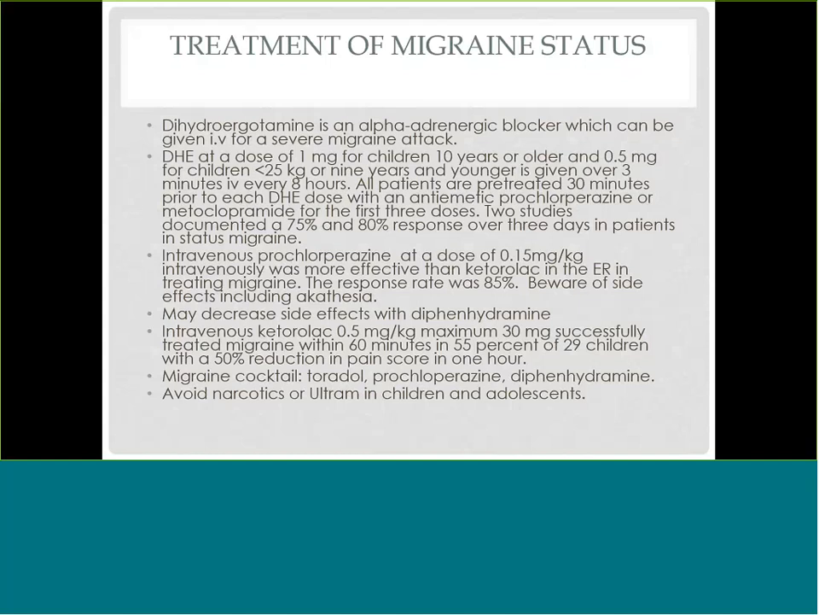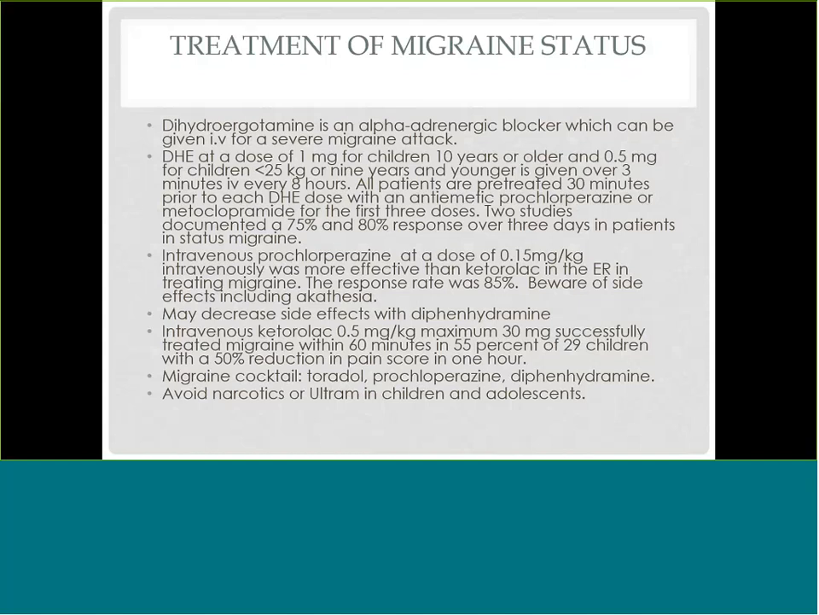If a child comes to the emergency room with a migraine headache, they may just have a severe headache but not necessarily be in status. Then the question is what to use. It's been shown that intravenous prochlorperazine at a dose of about 0.15 milligrams per kilogram was more effective than ketorolac alone in treating migraine with an 85% response rate.